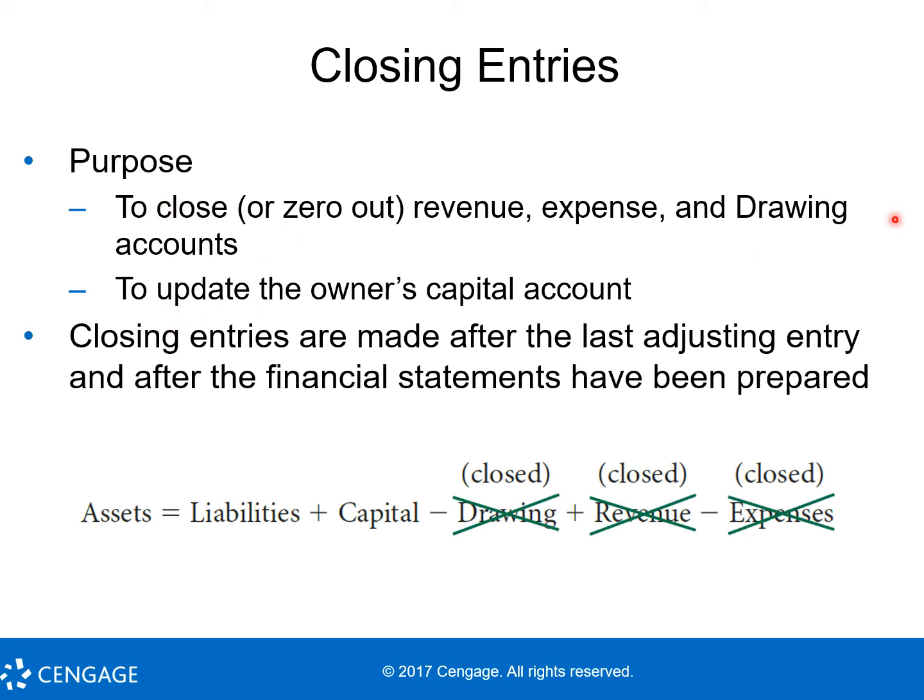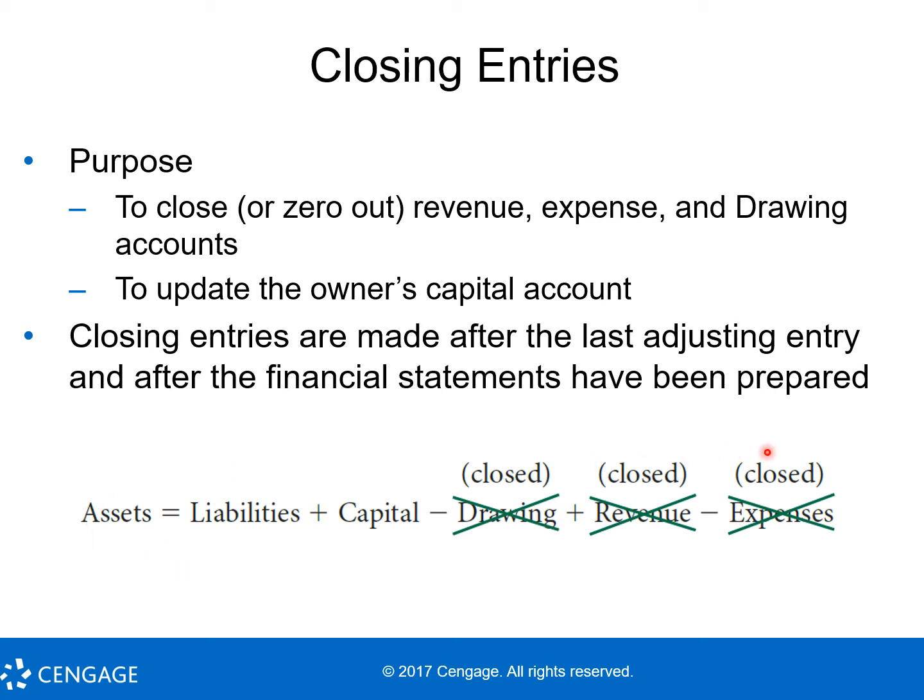When we close those out, we update the owner's capital account, or the equity they have in the business. Everything else stays open. Closing entries are made after the last adjusting entry and after the financial statements have been prepared. So once those financial statements get done, then you do your closing entries.